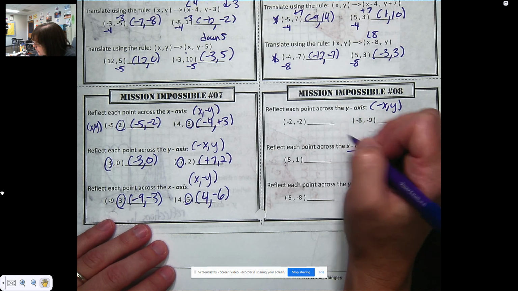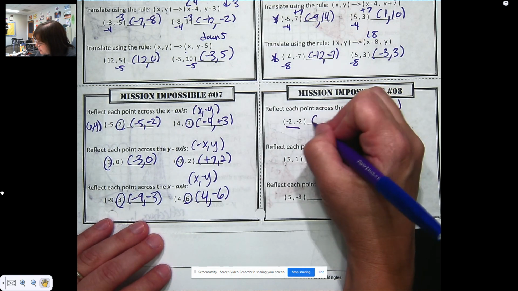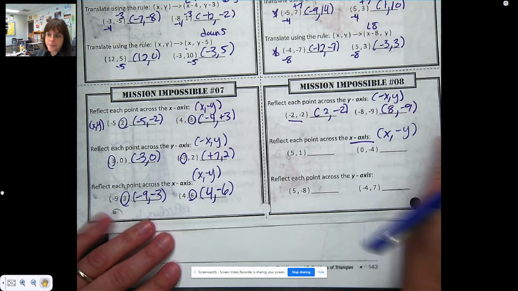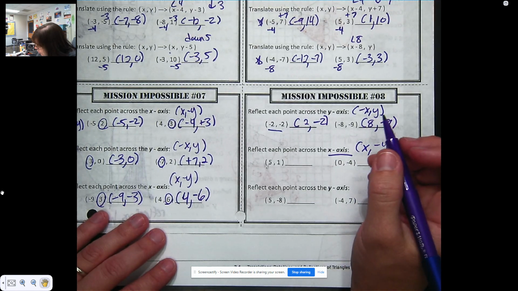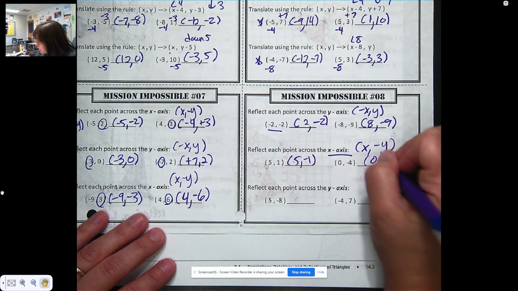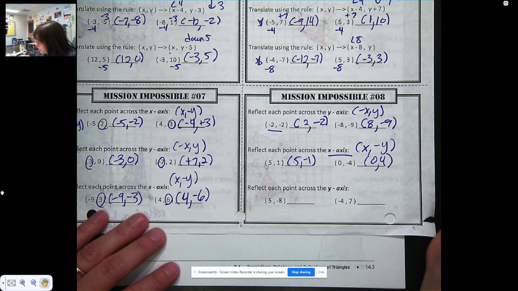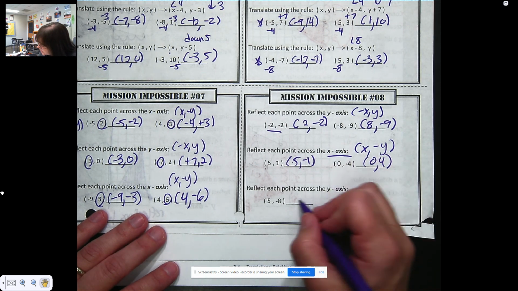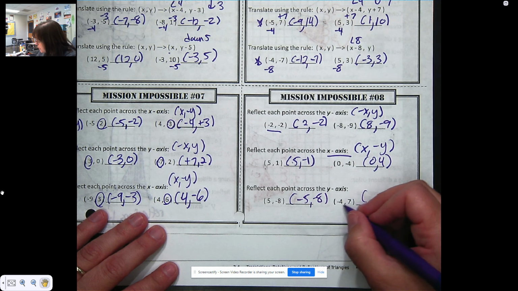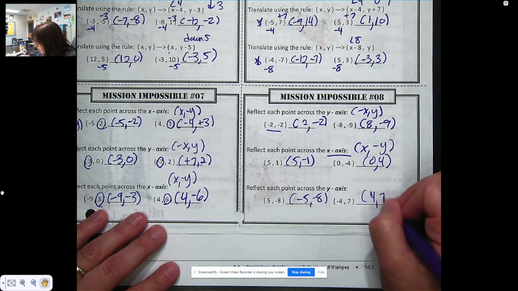So if you reflect this one, that would be positive 2, negative 2. This would be the opposite of negative 8, or positive 8, negative 9. This would be 5, negative 1, 0, 4. So then if you reflect across the y-axis, negative 5, negative 8. Opposite of negative 4 is positive 4, positive 7.